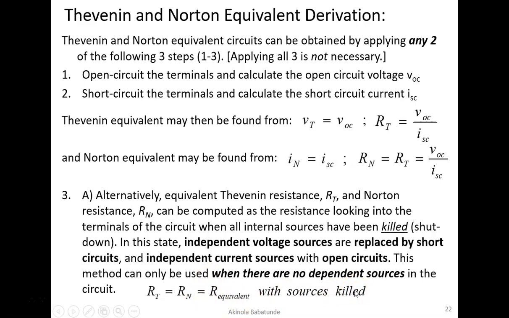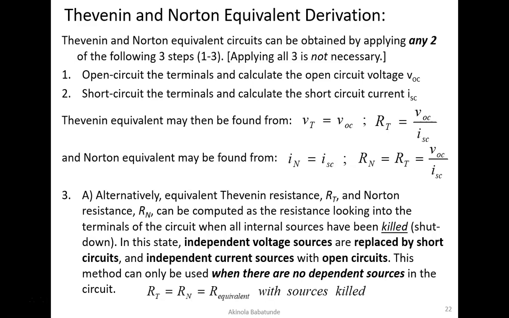It simply means that when you have a circuit and you have current sources and voltage sources, you can replace the voltage sources with short circuits and replace the current sources with open circuits. When you do that, it simply means you are shutting them down. You are killing the internal sources. When you do that, the only thing you will be left with in that circuit will be the resistances or the loads. You can then go ahead and find the R equivalent in the circuit.